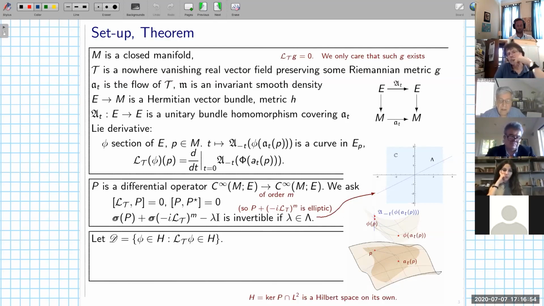And then you take, so H is what? H is the kernel of P intersected with L2, which is a Hilbert space. You let D be the maximal domain of L sub T.